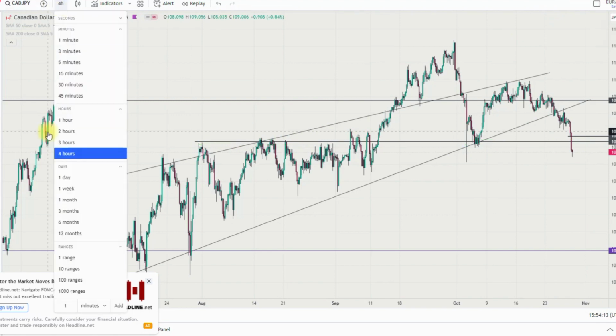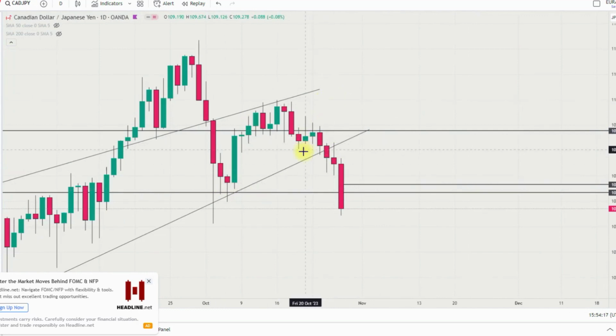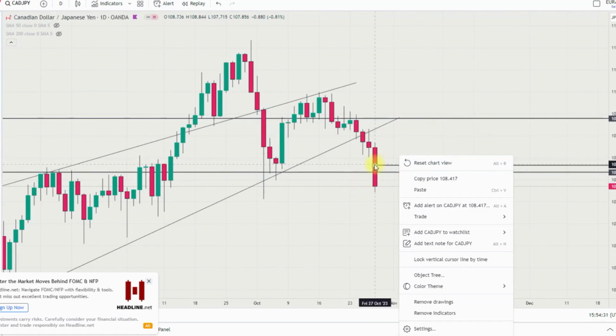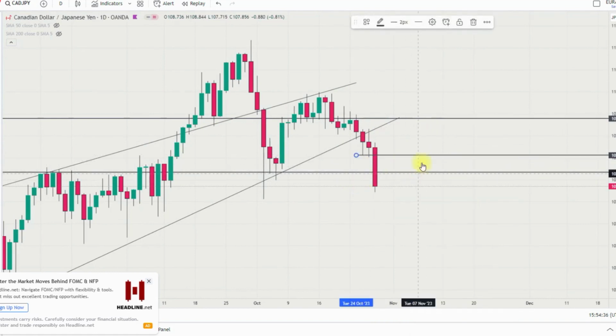If you check the daily time frame, you see what I'm talking about. As you can see, the momentum of this candle still tells us that the strength of the sellers is still very much in this market. But this is the price level I'm looking at for price to retrace before I pick another sell.